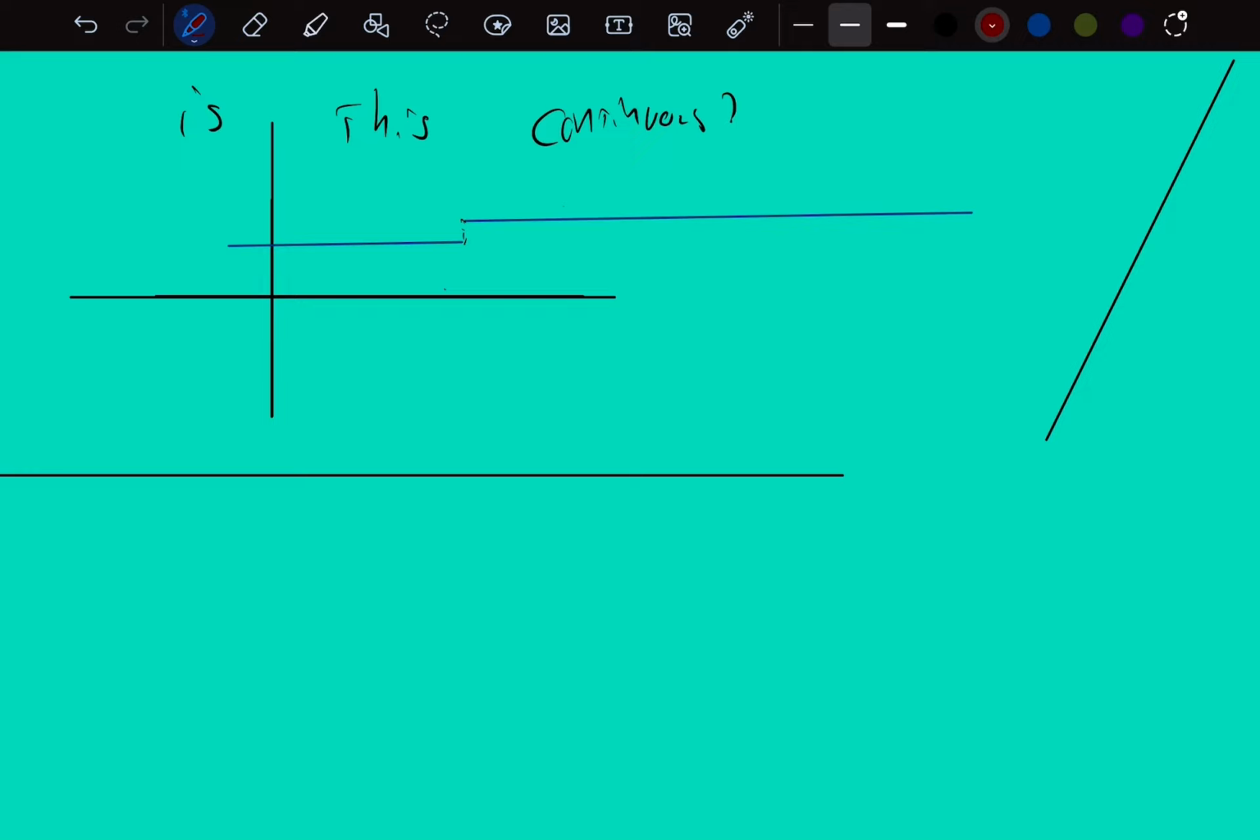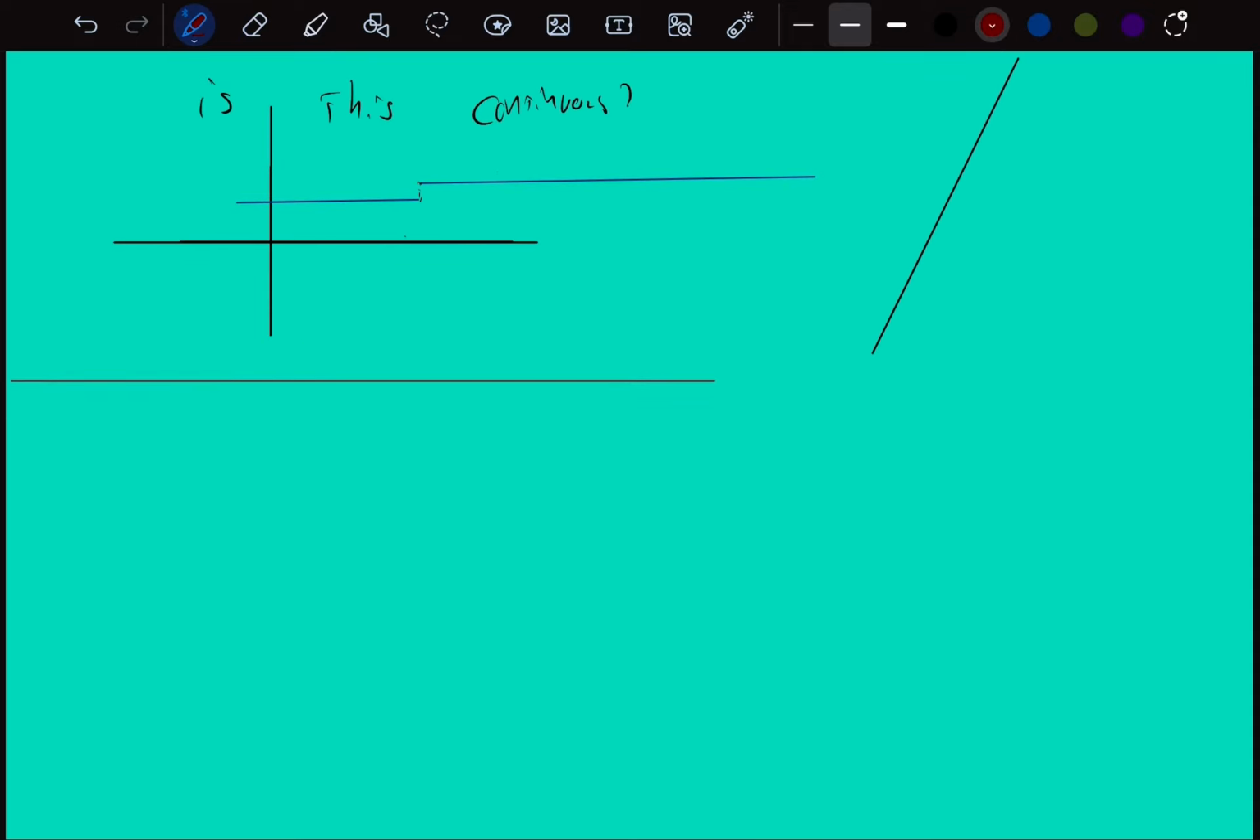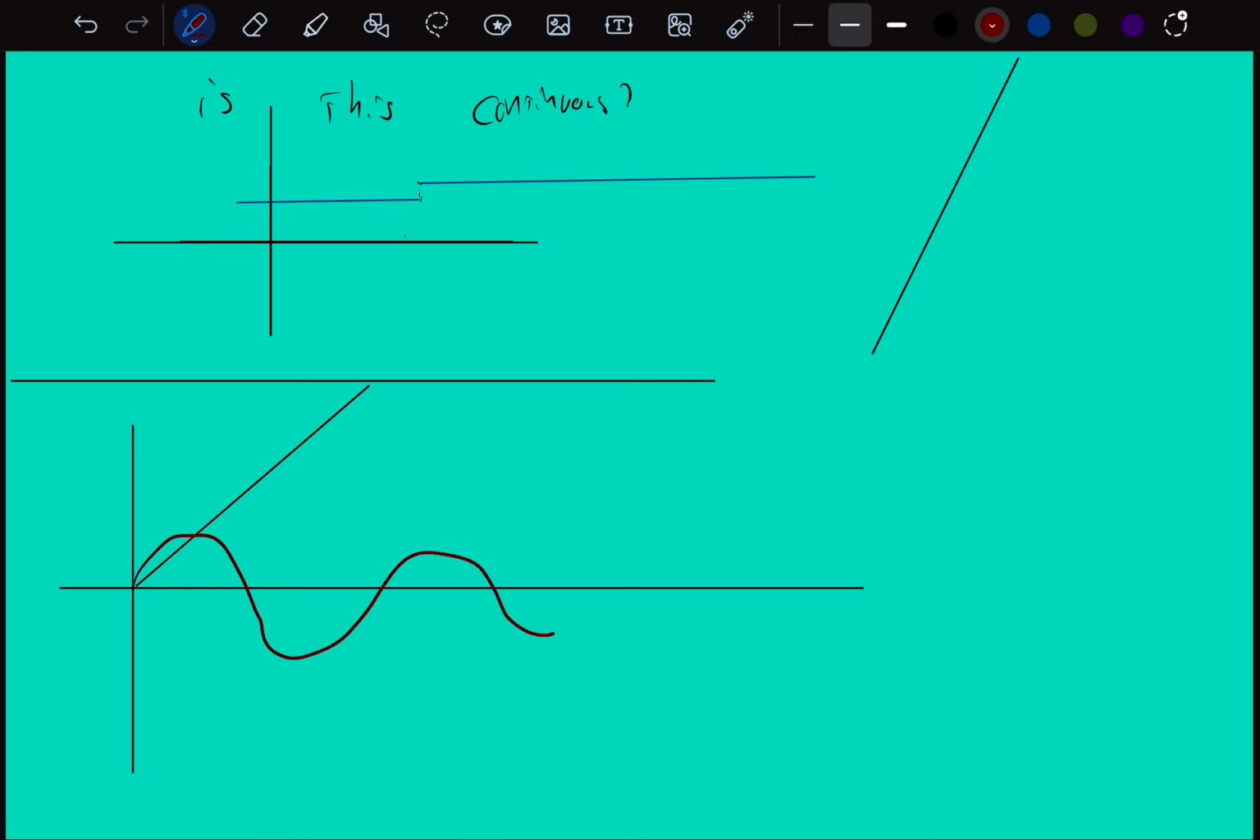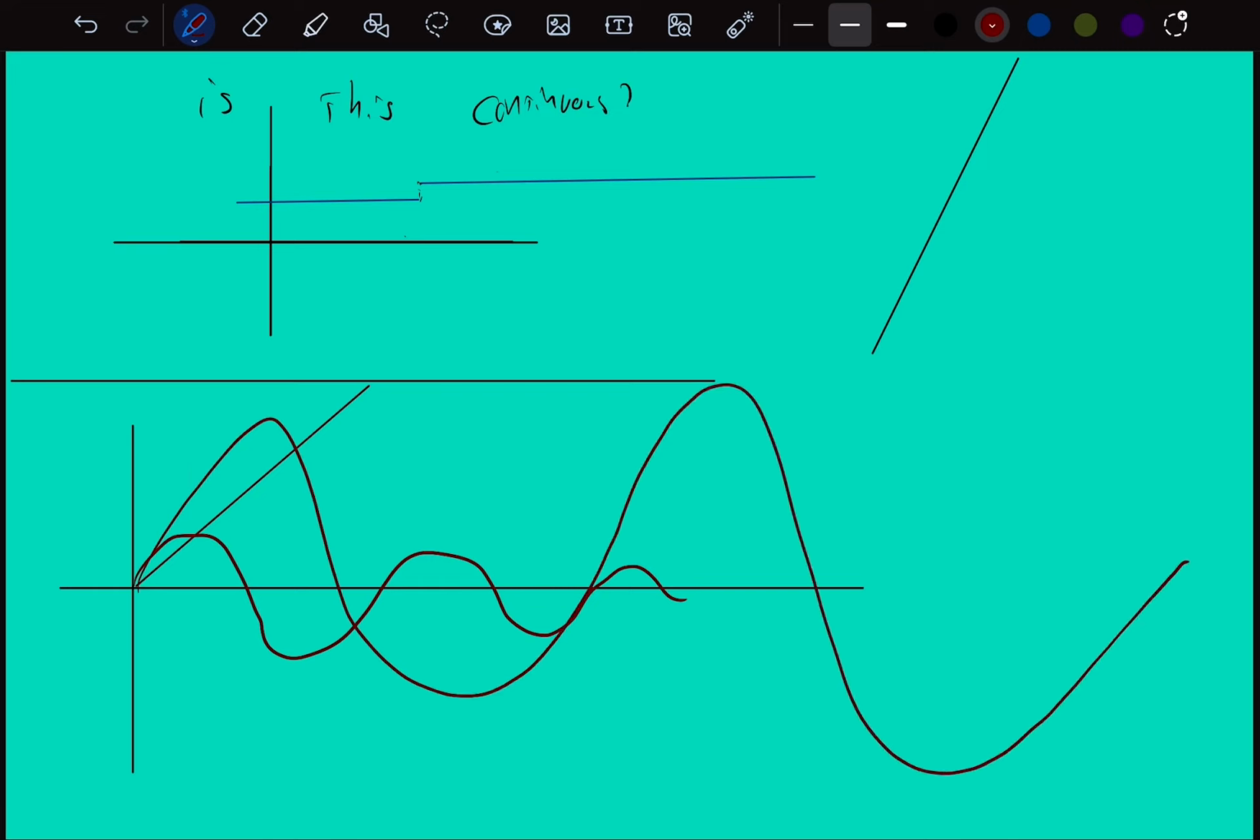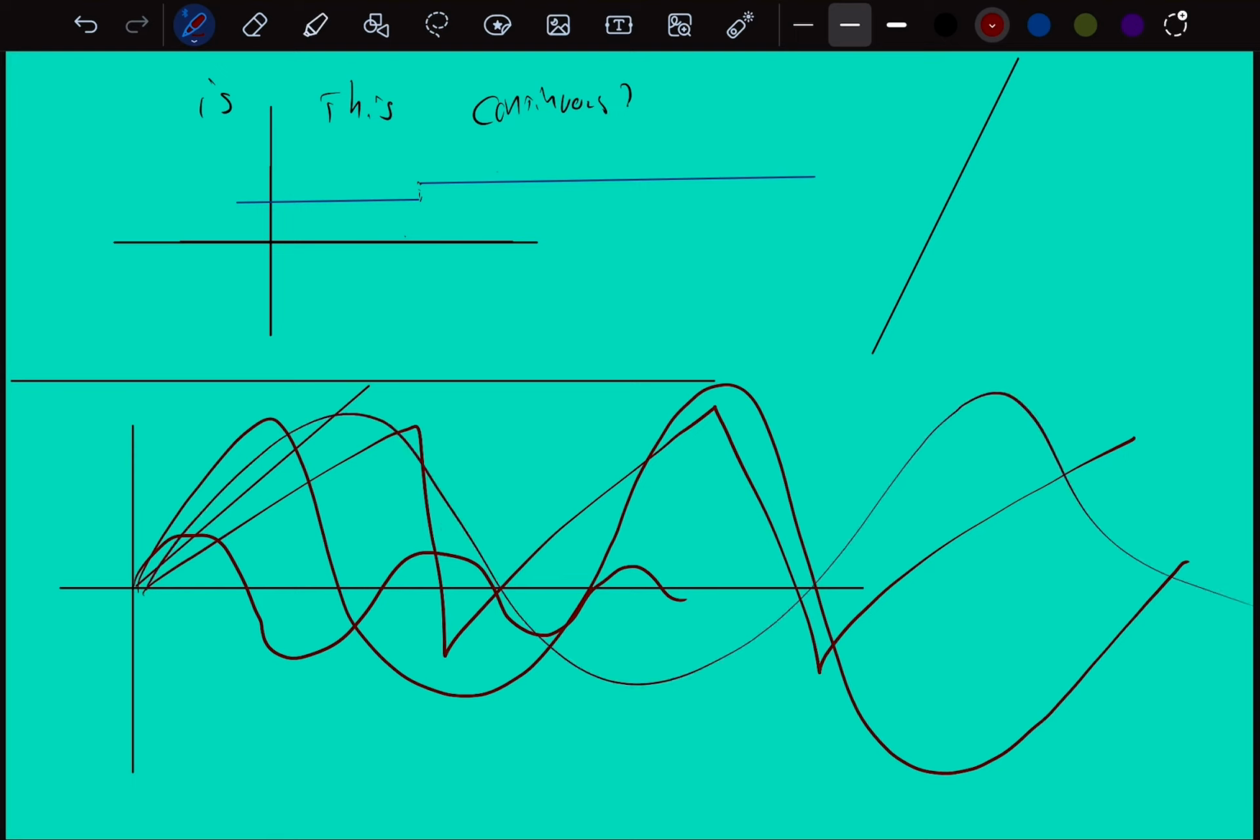So, what is continuous? Well, the intuition we have is that it's connected, that there are no jumps. So simple functions like f of x equals x are continuous. What about sine of x? That's continuous. What about whatever that is? That's continuous. What about this? That's continuous. All of these things are continuous.